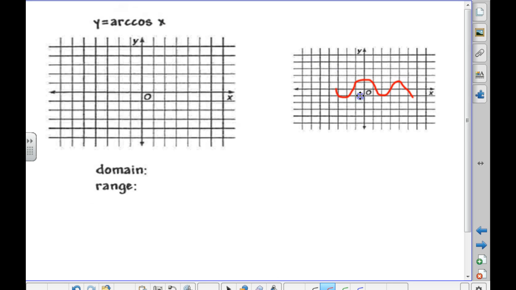Arc cosine. This is a badly drawn cosine graph. Where do you think we could restrict this? If we do negative pi over 2 to pi over 2, are we going to get all the answers? No, we'd just have positive answers and it wouldn't even be one to one. So 0 to pi over 2? No, pi over 2 is way over here. But what's halfway? 0 to pi. You guys are geniuses.